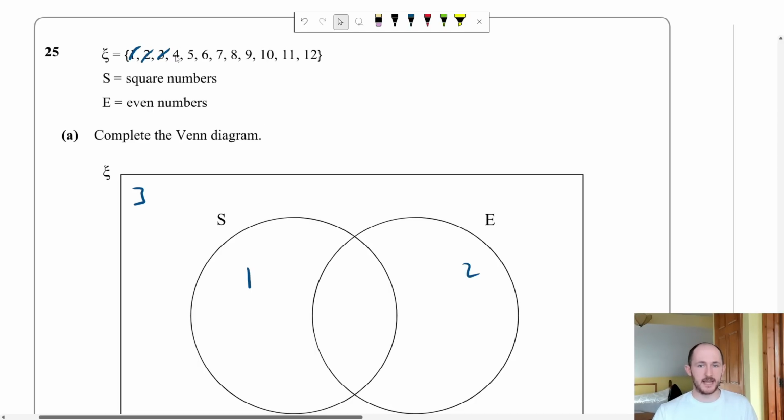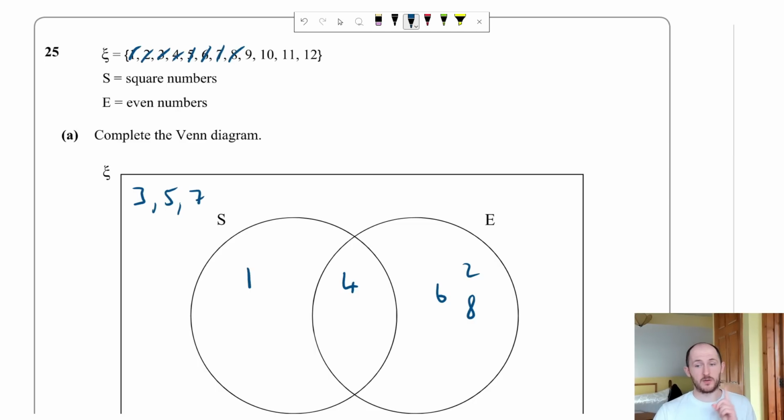4, is it even? Yeah. Is it square? Yeah. In the middle. 5, is it square? No. Is it even? No. So it goes outside. 6, is it square? No. Is it even? Yeah. 7, is it square? No. Is it even? No. So it goes outside. I love saying this over and over again. For 8, it's going to be even. 9 is square, but it's not even.